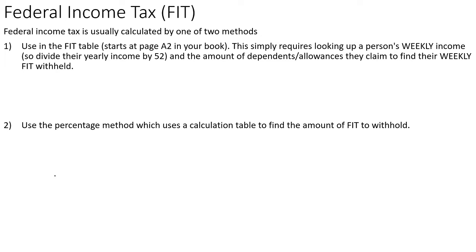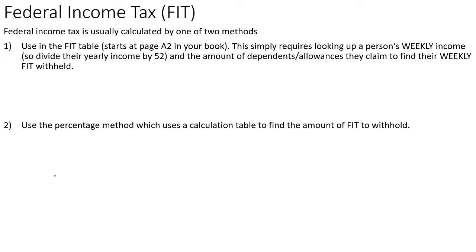So federal income tax, also known as FIT, can be done one of two ways. It can be done using a table in your book, which is found at page A2. It's based on your weekly payment. So if you get paid something other than weekly, you have to convert it into a weekly amount. If you get paid a yearly amount, which is more common, you would divide it by 52, and that will get you your weekly amount that you can then look up in the table, and it will give you your weekly federal income tax withholdings. You multiply your weekly withholdings by 52 to get your yearly withholdings.